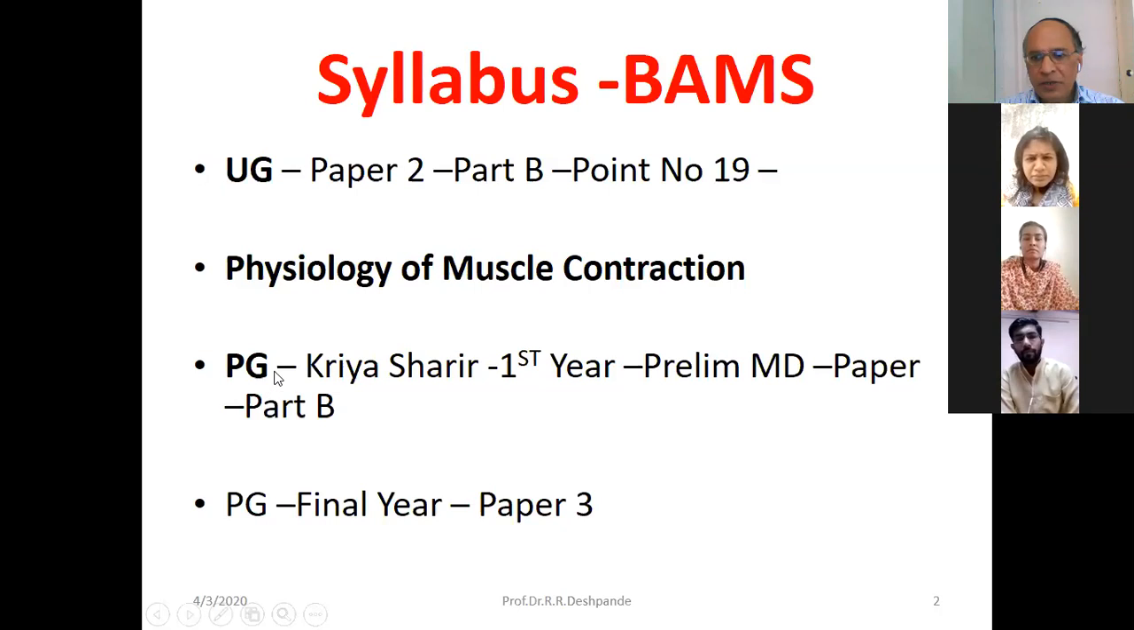Now you are all PG. You also have the Kriya Sharir paper, as per your subject, because research methodology is one paper and the other is your own subject. So there is a prelim examination of MUHS. In that paper, you have part A and part B. Part A is Ayurvedic and part B is the allopathic part. Of course, PG final students also benefit, because they have paper 3, and there is also mention of the muscle contraction topic.